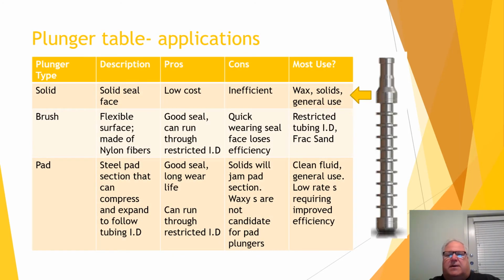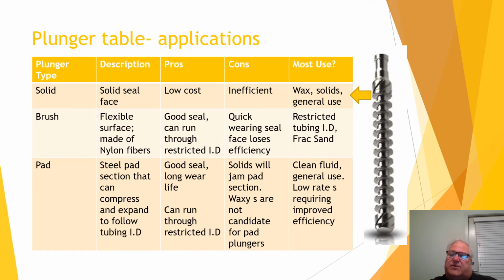So you've got a solid plunger. Here's an example of a solid plunger. It has a solid seal face, can't be collapsed, so it's not going to do well if you have tight spots or problems in the tubing. The pro is they're typically low cost. Some of the cons are they can be inefficient, but as we talked about, properly designed solid plunger and the length of that plunger can really swing that plunger from an inefficient plunger to quite an efficient plunger. Mostly used when we have wax or solids and kind of a general use, the general workhorse of most plunger lift applications.